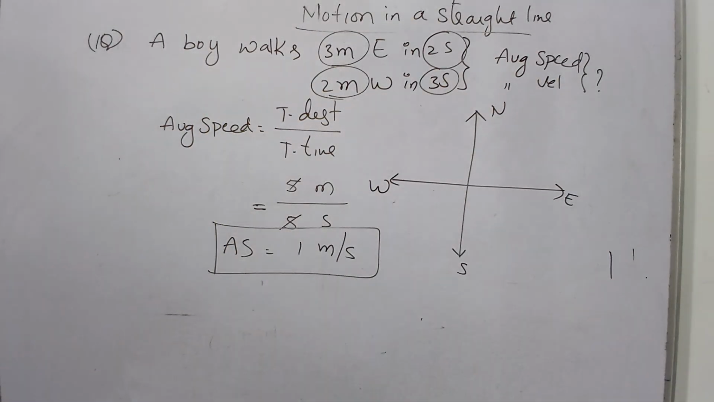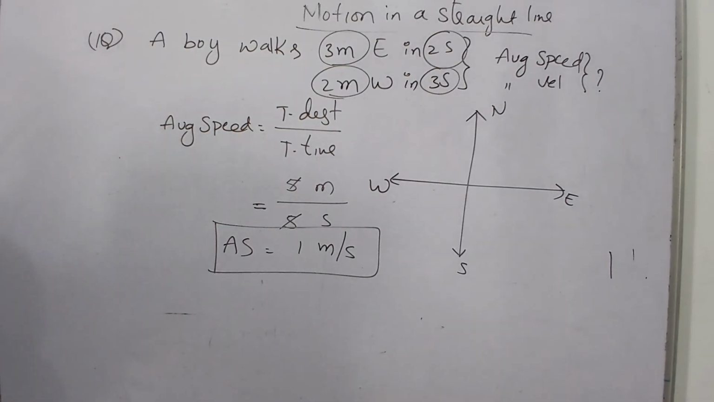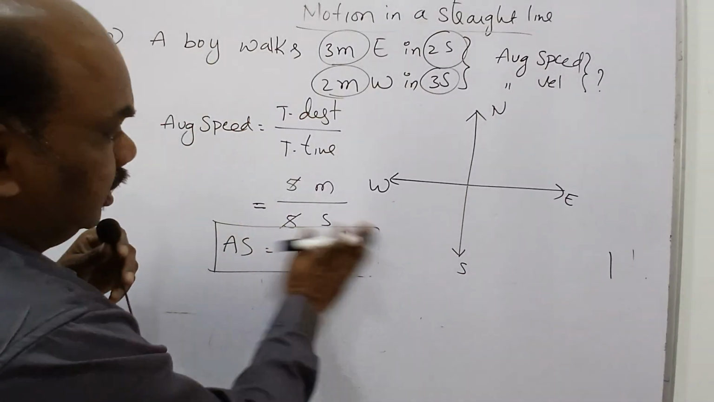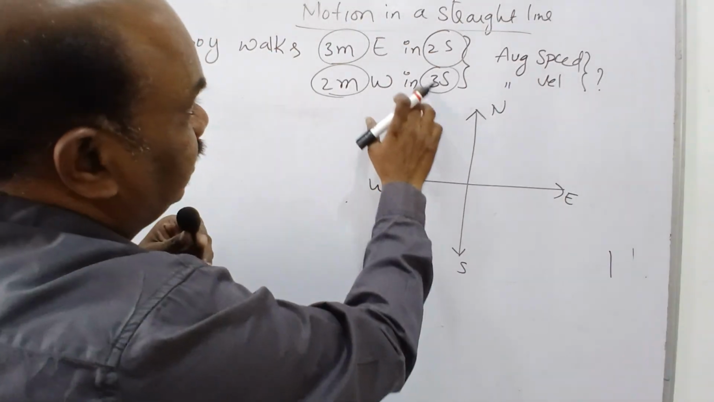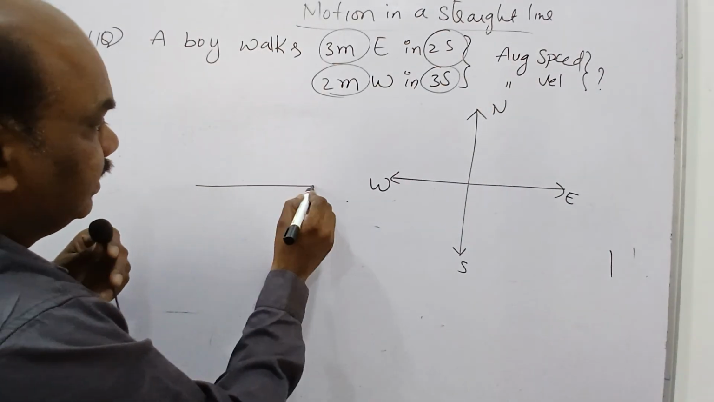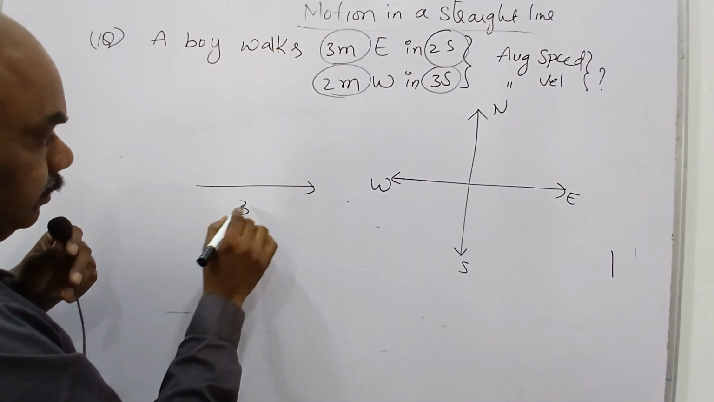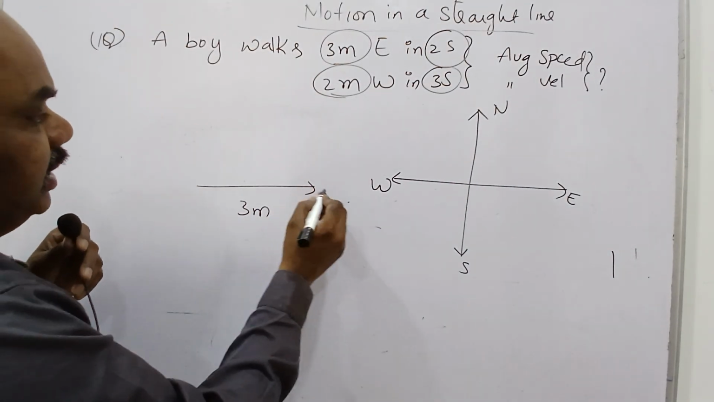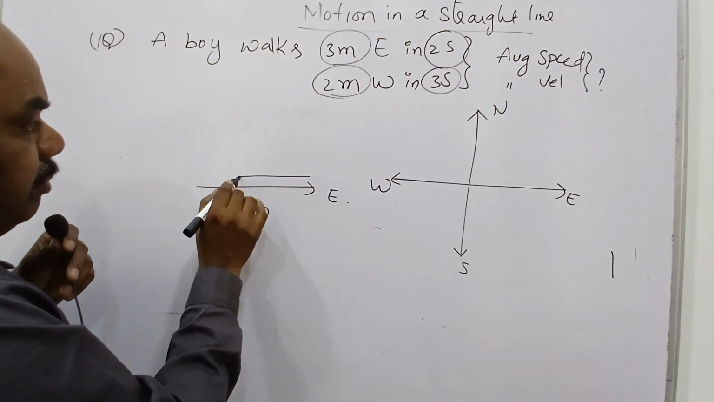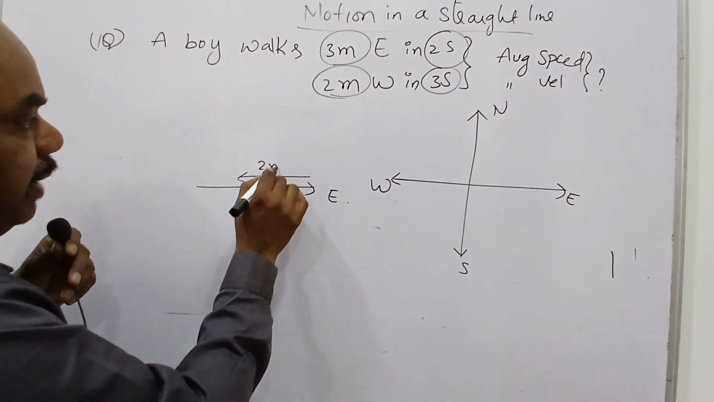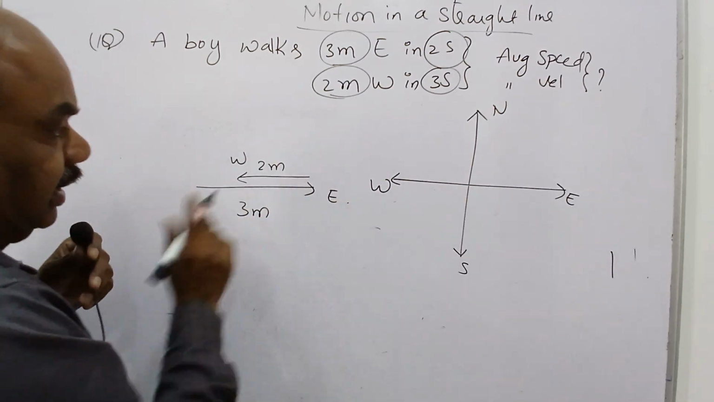Any doubt? Now average velocity. How to find the average velocity? That is important. First of all, this boy is going in which direction? East. Means like this. How many meters? 3 meter. From here he went to west. Again he came back. He came back how many meters? 2 meter. West means coming back.